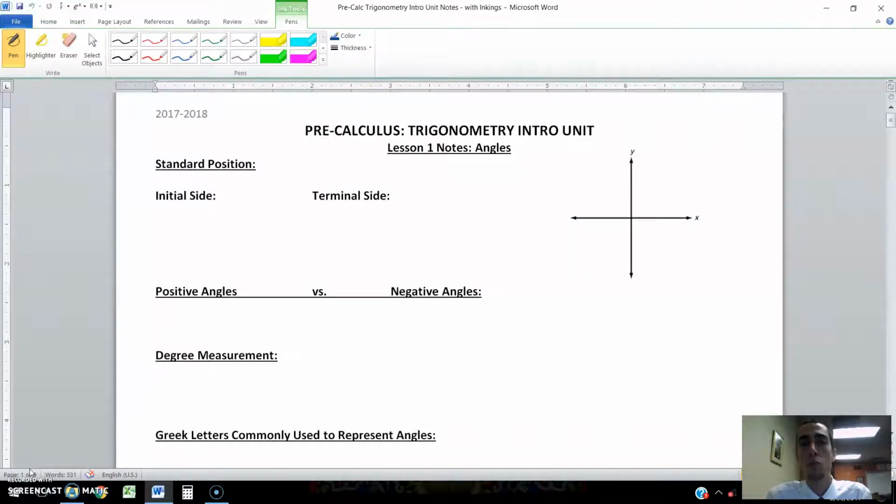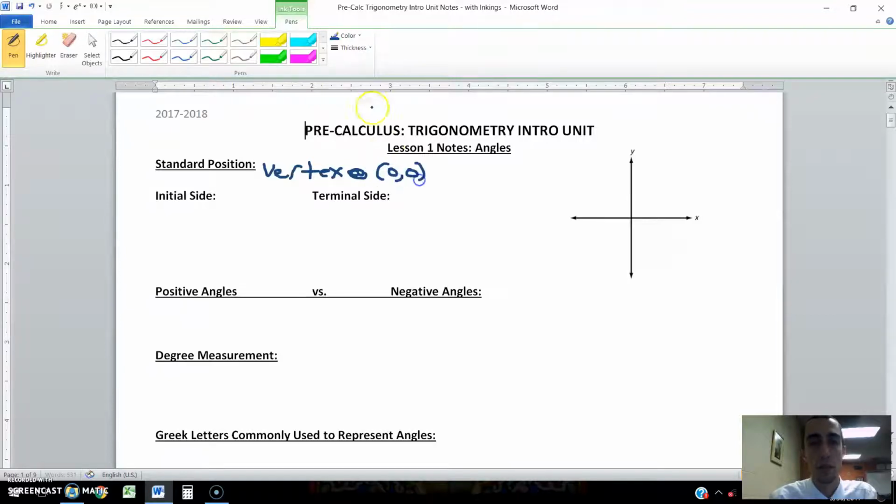As groundwork, we will be studying angles, and to start out, we'll talk about some of the vocabulary involving angles that I find important. So, first off, we have the standard position of an angle. Now, for an angle to be in standard position, we need to put its vertex at 0, 0.